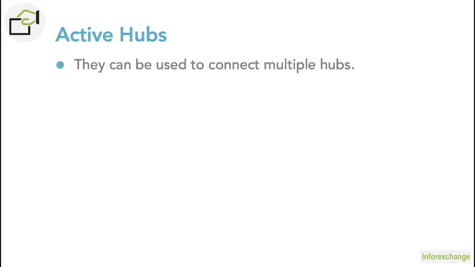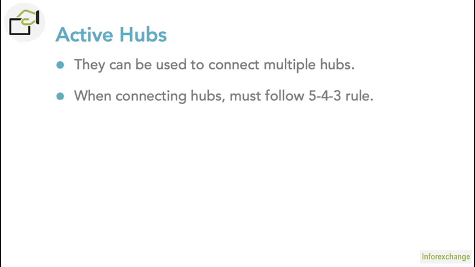Aside from connecting devices to the network, the active hub could also be used to connect other active hubs together. However, when we connected multiple active hubs together, we had to make sure that we followed the 5-4-3 rule. The 5-4-3 rule basically says this.